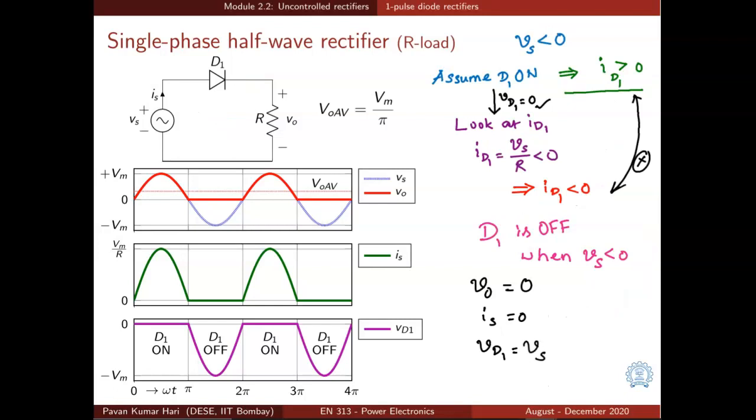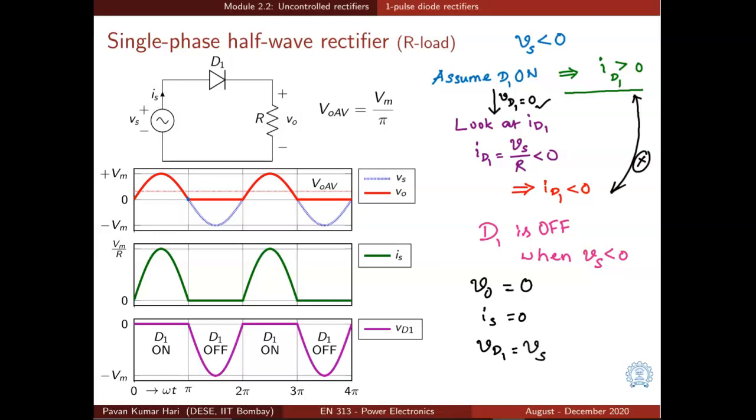What happens after pi? That means when the source voltage becomes negative. Since D1 was on from 0 to pi, let us assume that it continues to be on. So since we have assumed that the diode is on, we need to make sure that the current flowing through the diode is positive, because a diode cannot carry negative current continuously. And so we need to look at ID1 to check the consistency of our assumption.